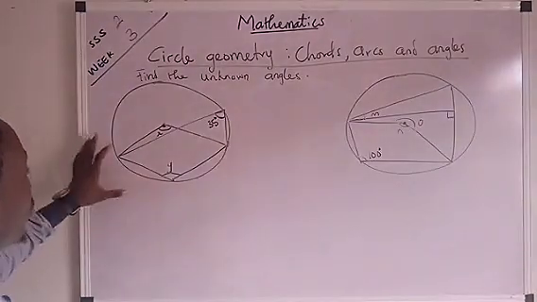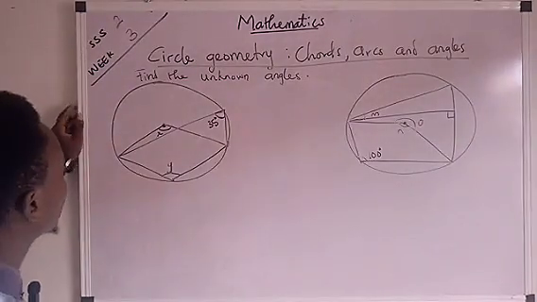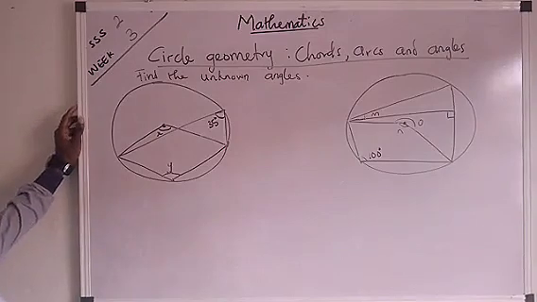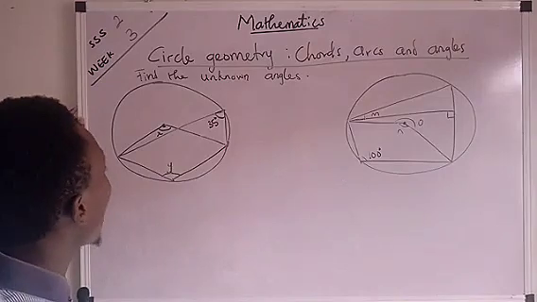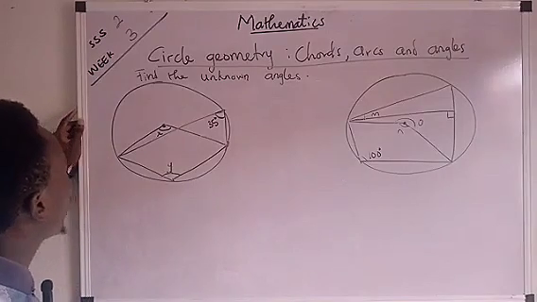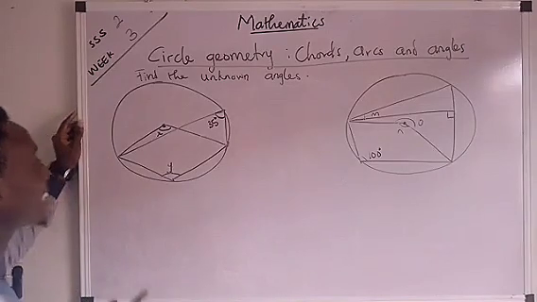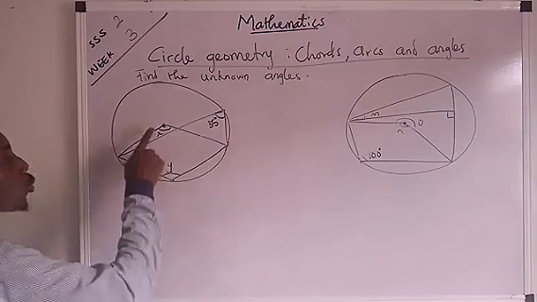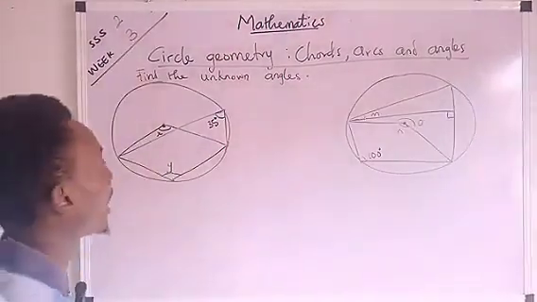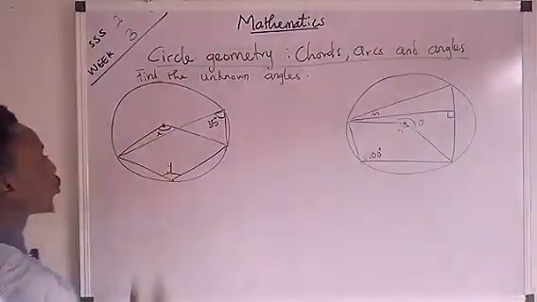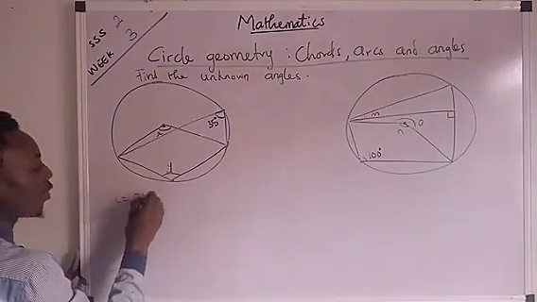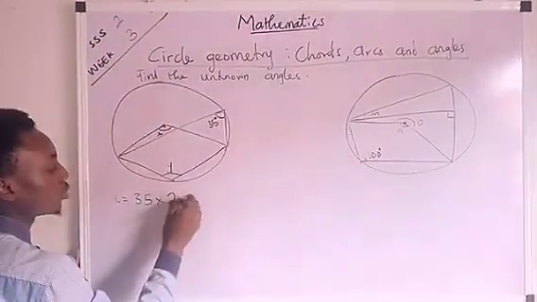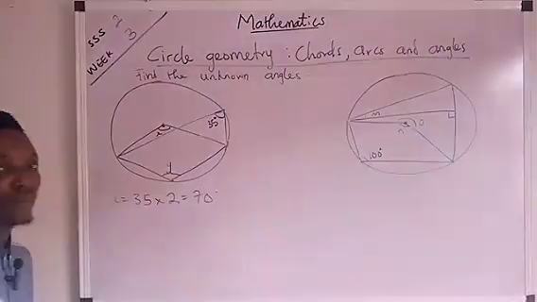Very quickly, moving to this one. In our previous class, which is the one where I stated the theorems, I gave a theorem that says that the angle with which an arc subtends at the center of the circle is twice the angle it subtends at any other point. Now, if you apply that theorem to this one, you discover that x is actually 35 times 2, and x is equal to 70.